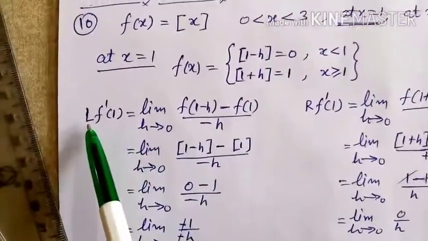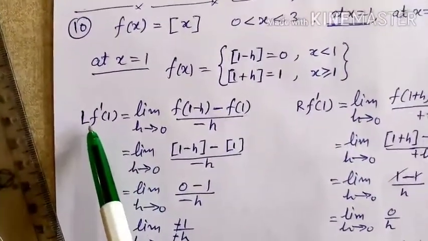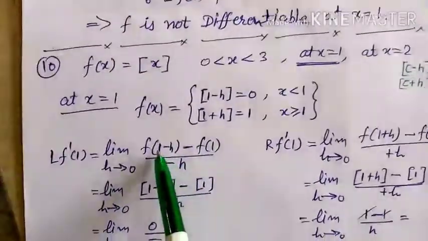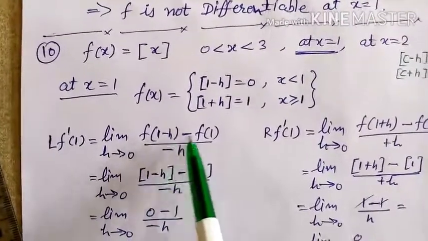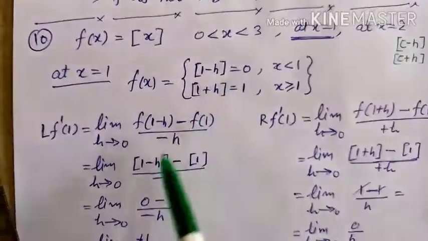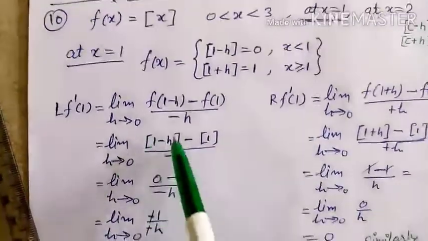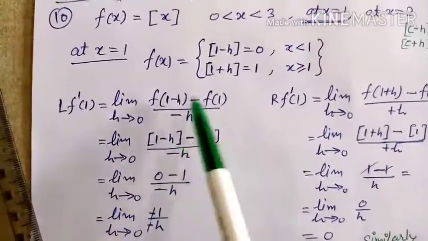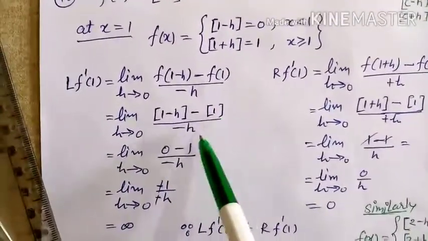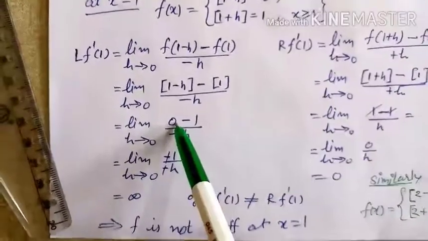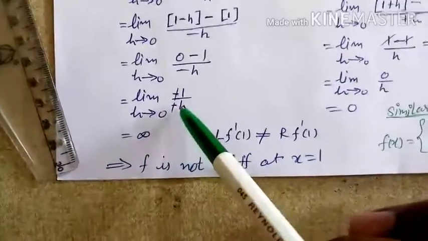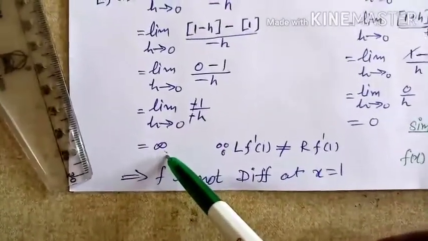Now the left hand derivative, L f dash 1. In place of c, write 1. So f of 1 minus h minus f of 1 upon minus h. First write in square bracket, this is the greatest integer function. Now the square bracket of 1 minus h is 0, and f of 1 is only 1, and 0 minus 1 means only minus 1 by h. Since h tending to 0, 1 by h is not defined, it means infinity.